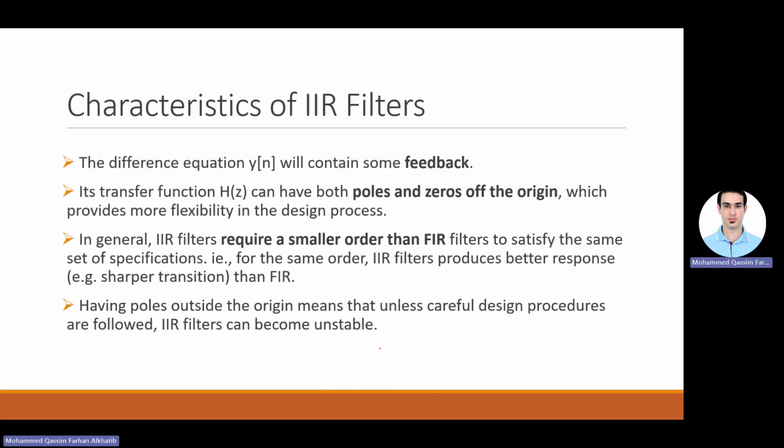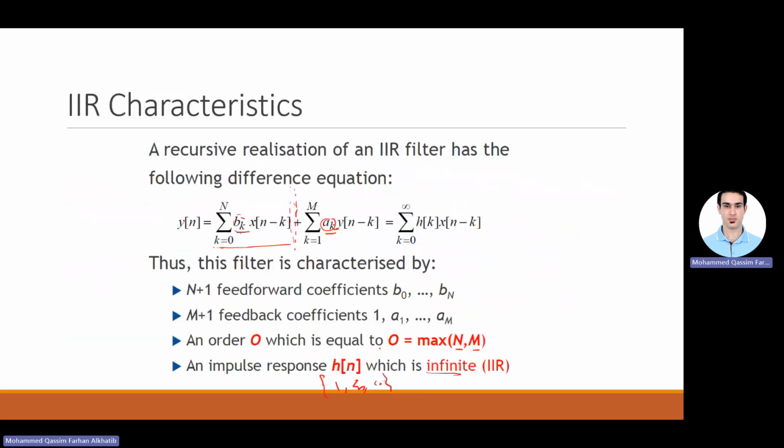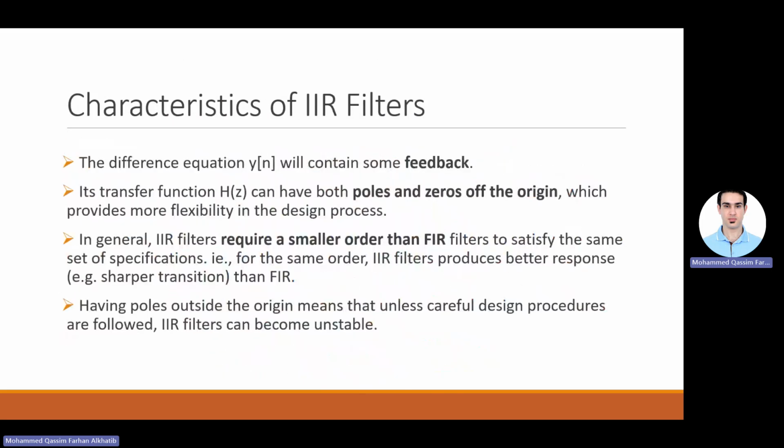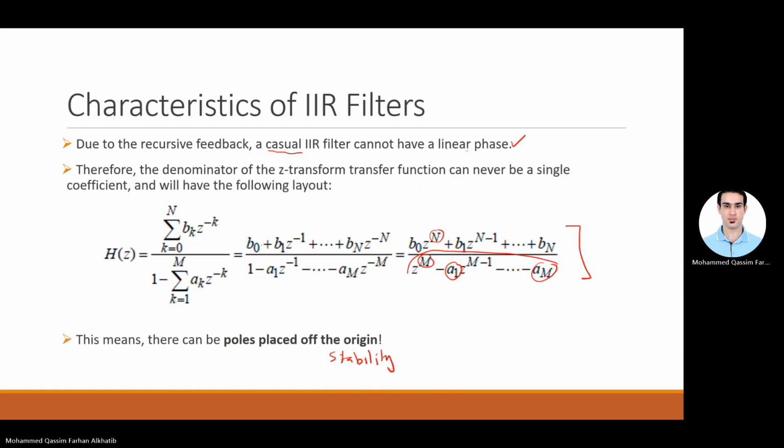Okay, so the difference equation will have a feedback. Again, that's the feedback part, weighted by A of K. The transfer function H of Z can have poles and zeros off the origin and probably outside the unit circle, which provides more flexibility in the design process.